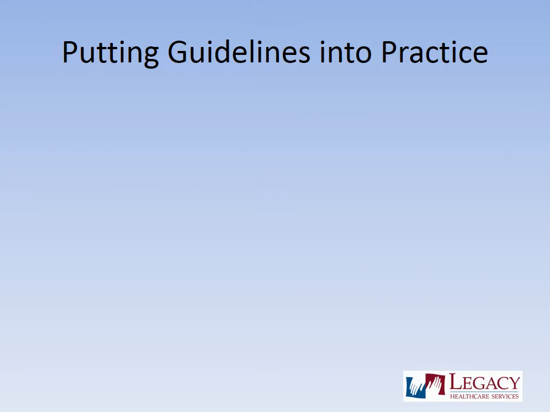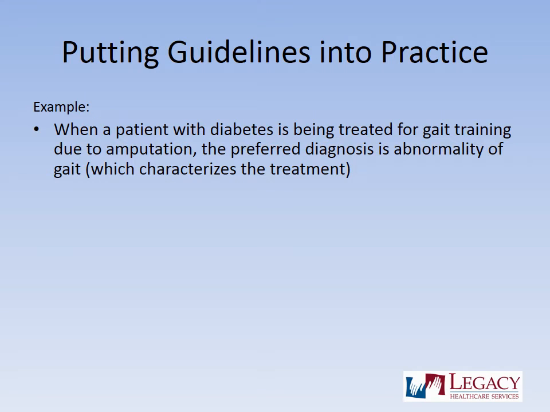Here's an example from Medicare guidelines. We see a number of conditions and treatments for which we could assign diagnostic codes. The patient has diabetes, has had an amputation, and is receiving gait training because of an abnormal gait pattern. Is the therapist required to use all these codes? Can she use codes for conditions that aren't listed?